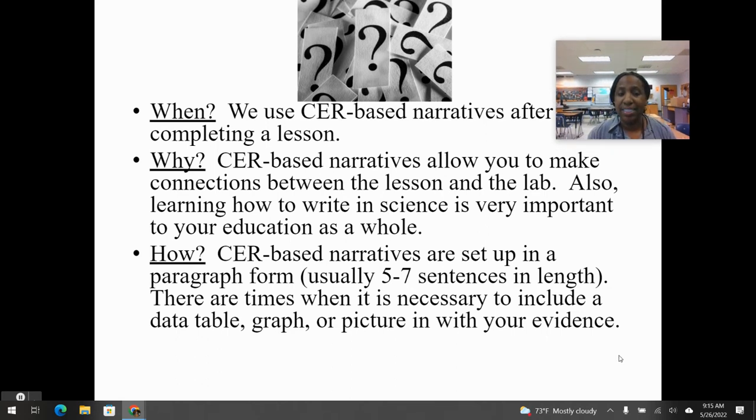CER-based narratives are set up in a paragraph form. When we go to answer these questions, after we've done our investigation and collected all of our evidence, you're going to need to be able to put this into writing. It's usually 5 to 7 sentences in length. It could be more, but it should not be less. And there are times when it'll be necessary to include a data table, a graph, or a picture with your evidence. You'll get used to taking pictures in this class because we take a lot of pictures so that we can have that evidence to show that what we're saying is really true.